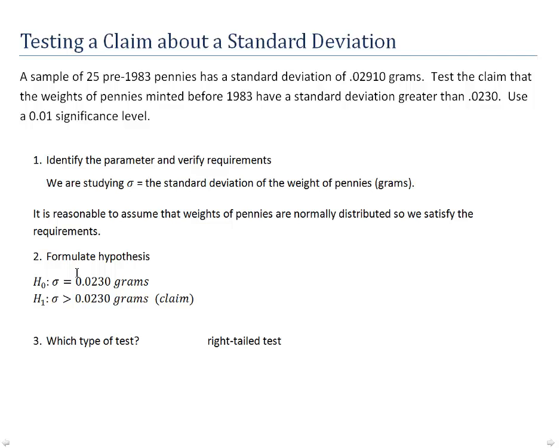The second step, we need to formulate the hypothesis. The null hypothesis always starts out with equality, and the parameter we're studying is sigma, so it'll be sigma equals 0.023 grams. That's the null. The claim is sigma, the standard deviation, is actually greater than 0.023 grams. And we'll mark that as the claim. That'll help us later on in step 10 when we go to construct our sentence that summarizes the study. Since I have a greater than in my alternate, this inequality sign is pointing to the right, that means I have a right-tailed test.